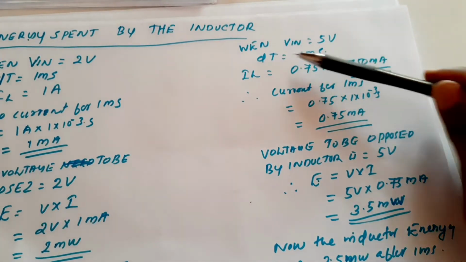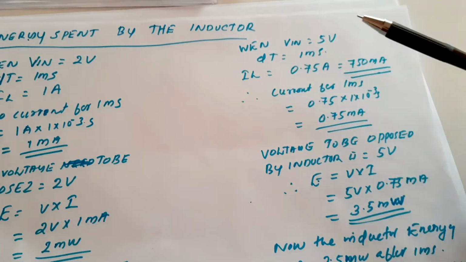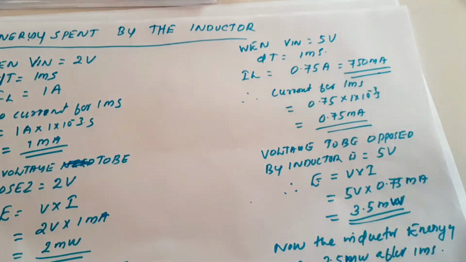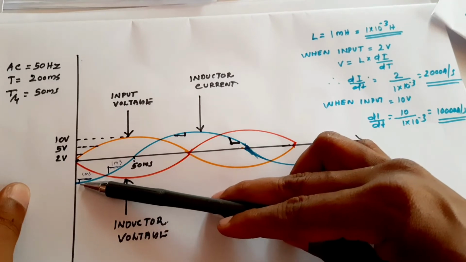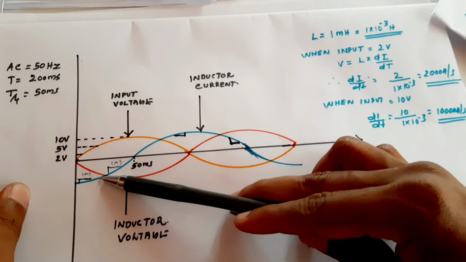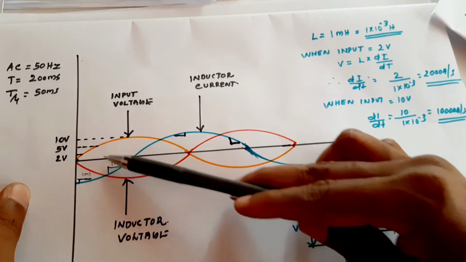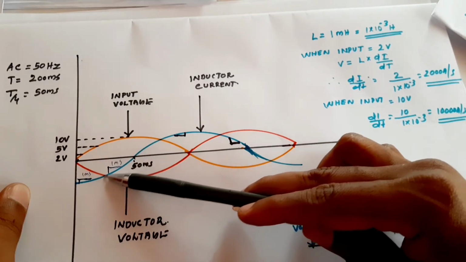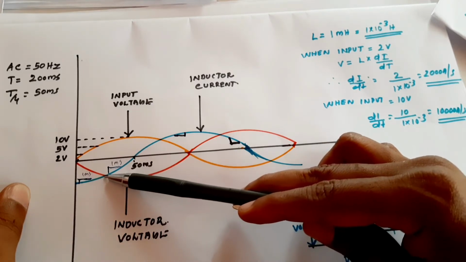Now we will check when the input voltage is 5 volts and we are considering 1 millisecond, and now the input current has changed from 1 milliampere to 0.7 milliampere. If we say that it is in these portions, the rate of change of current is not so big, it is very small. So when the input voltage is at 5 volt, the input current, if we say, is reduced to 0.75 ampere.